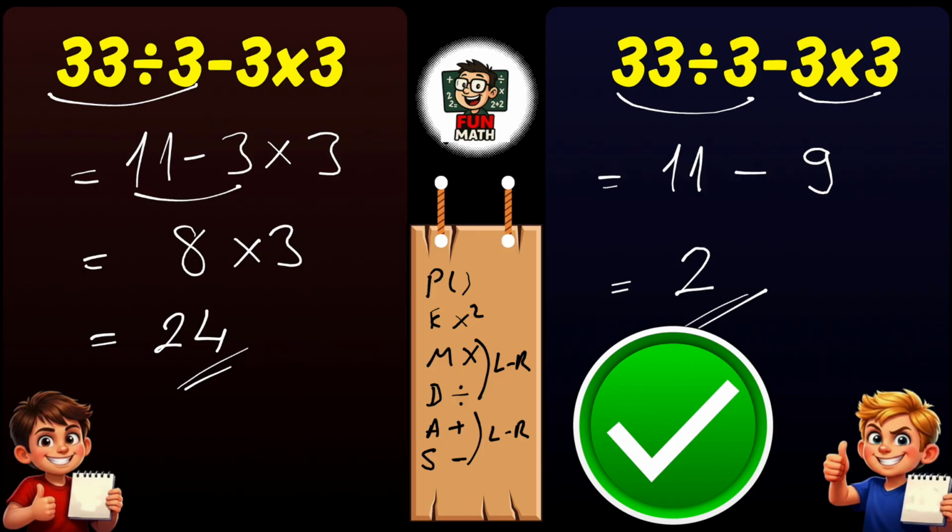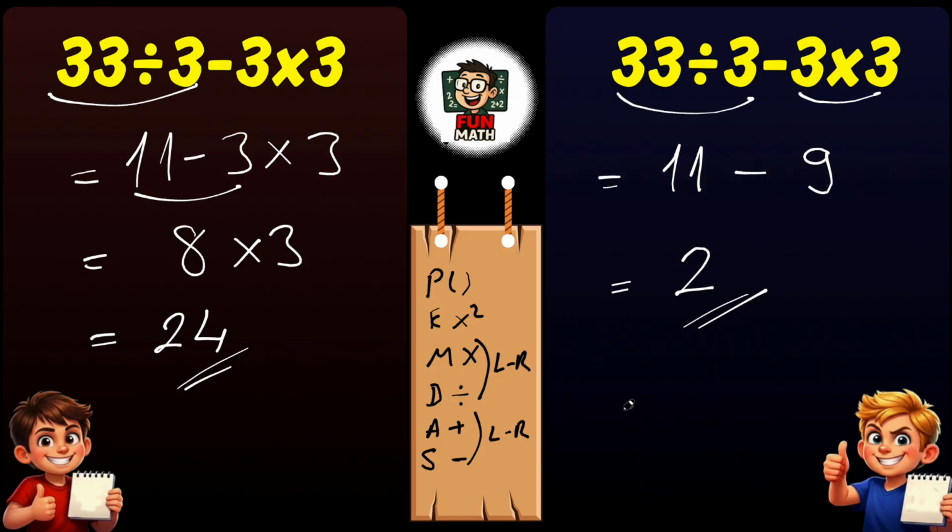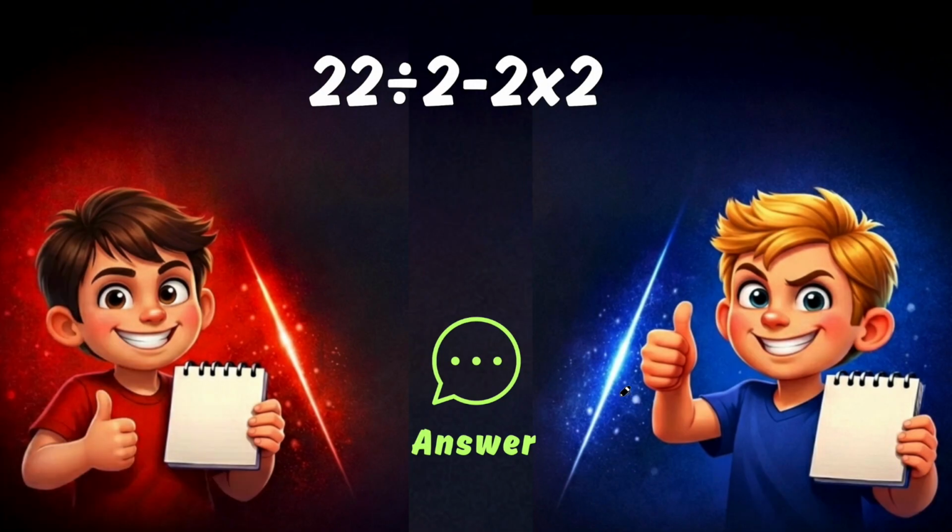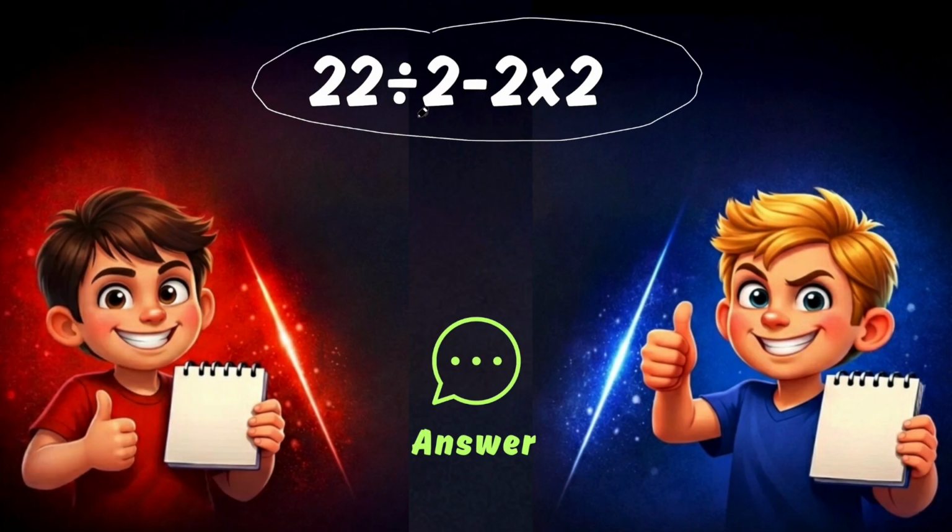The answer is 2. We did both the incorrect and the correct solution together. And we learned the rule. I hope you understand. We've reached the end of our video.